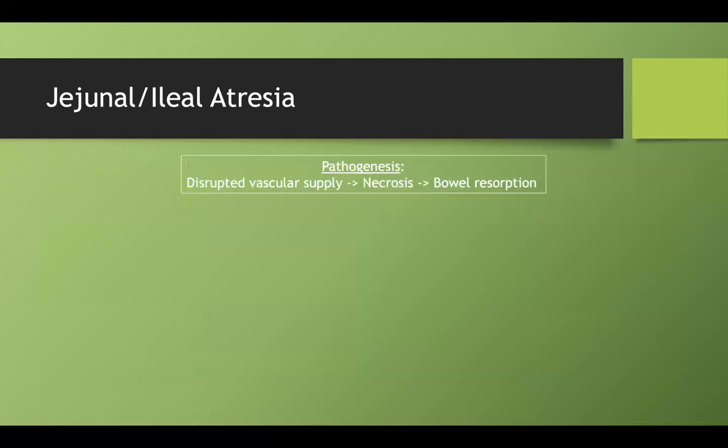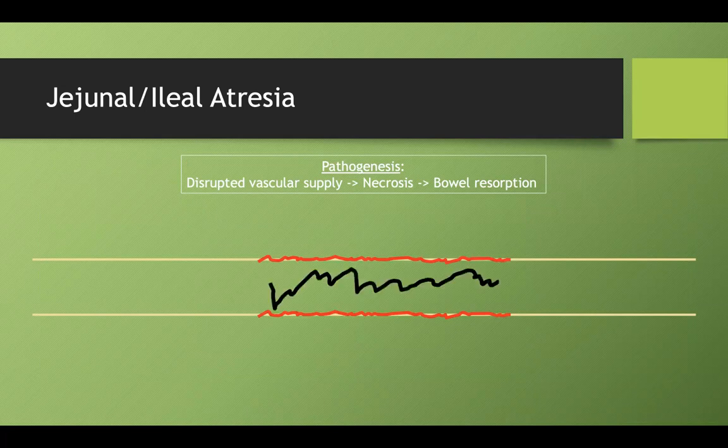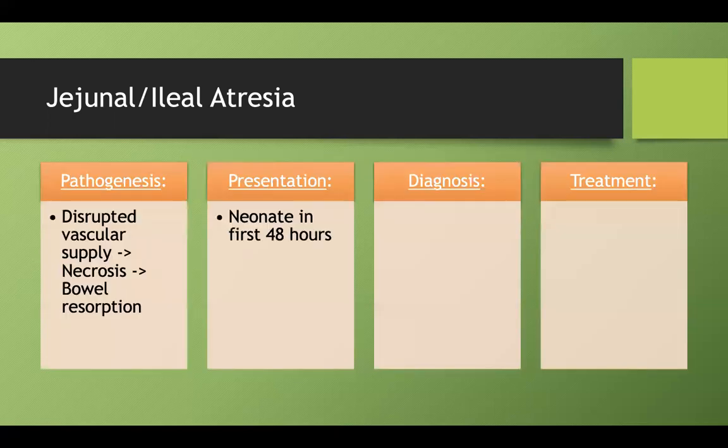So this can happen to anybody, really. If in utero, there's a lot of stuff going on, and so sometimes you might have a vascular event. Let's say you have a vascular event that affects this portion of your bowel. What's going to happen is that this portion of your bowel will die, and these two ends will resorb and form two different ends. So now you have atresia. Again, this will present very early on.